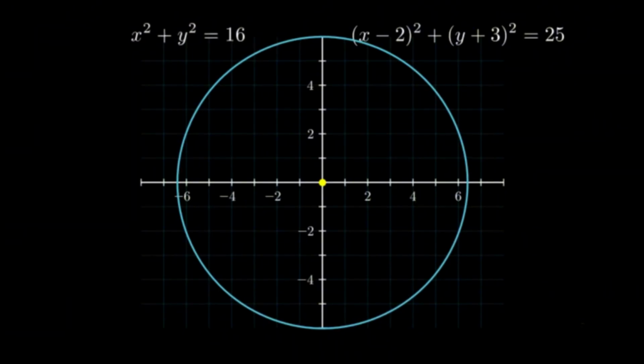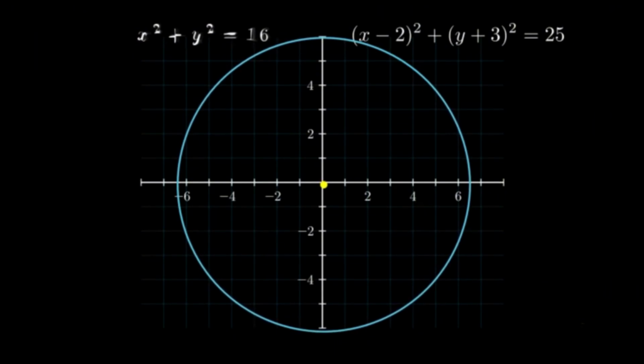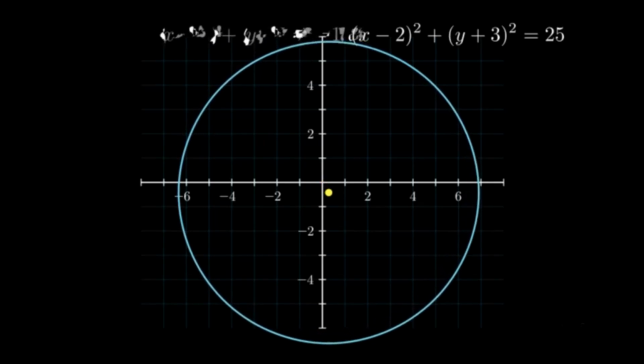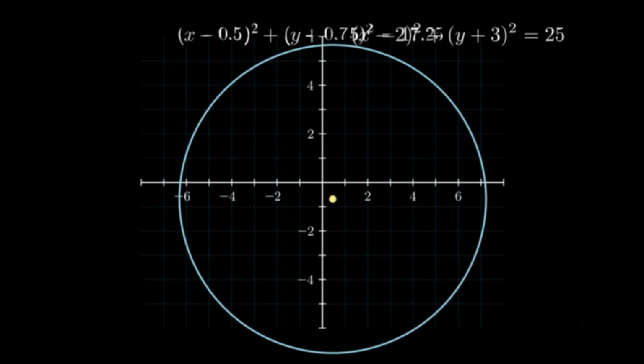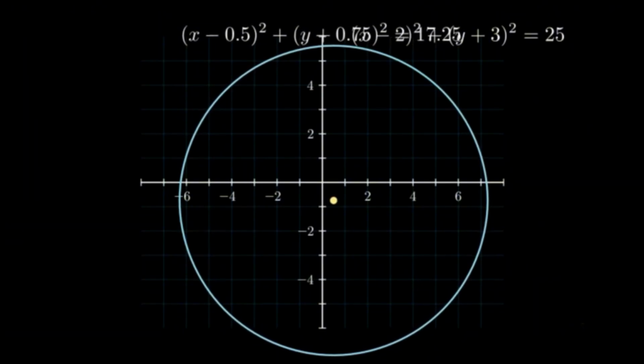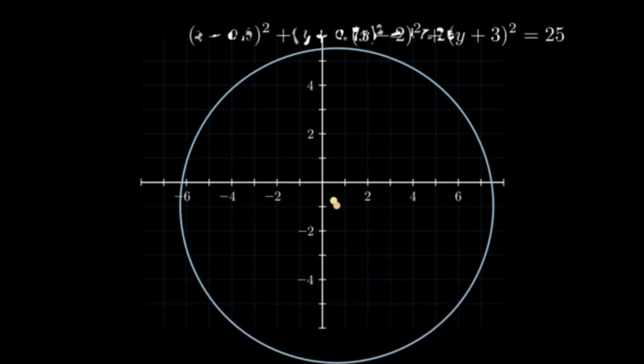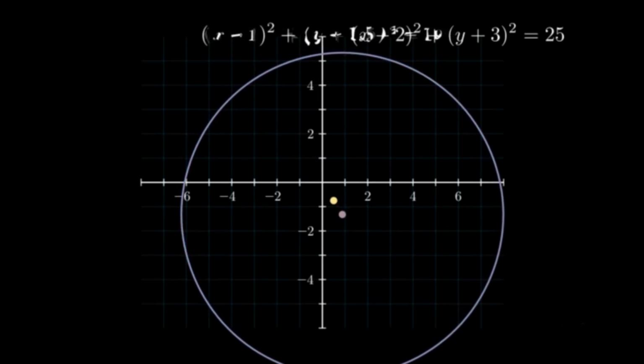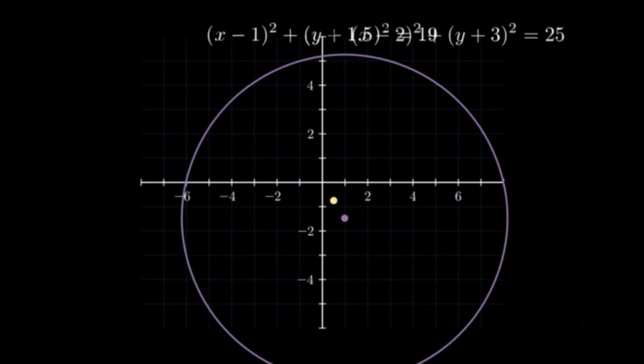As the center moves from the origin toward the point (2, -3), notice how the terms in the equation change. We're now subtracting 0.5 from x and adding 0.75 to y, which reflects the new center coordinates. The radius is also increasing, making the constant term larger. Continuing the transformation, our circle's center is now at (1, -1.5). In the equation, we're subtracting 1 from x and adding 1.5 to y. The radius has increased to approximately 4.5, making the right side of our equation 19, which is about 4.5 squared.